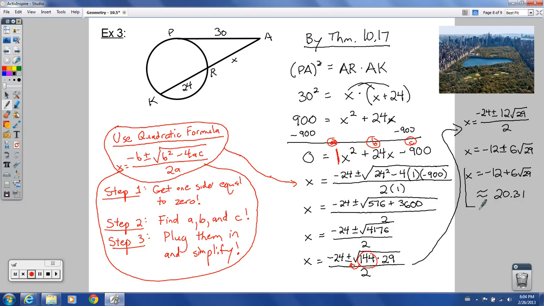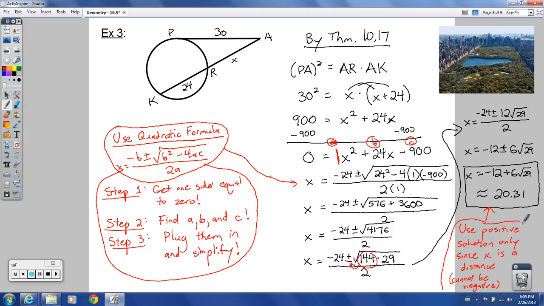20.31. One more little notation to make in a different color here. Why did we use that positive option and not the negative one? Why do we just use the plus instead of the minus? So here we are using the positive solution only, since x is a distance. And then put cannot be negative. Let's put that in parentheses there. Can't be negative because of that.